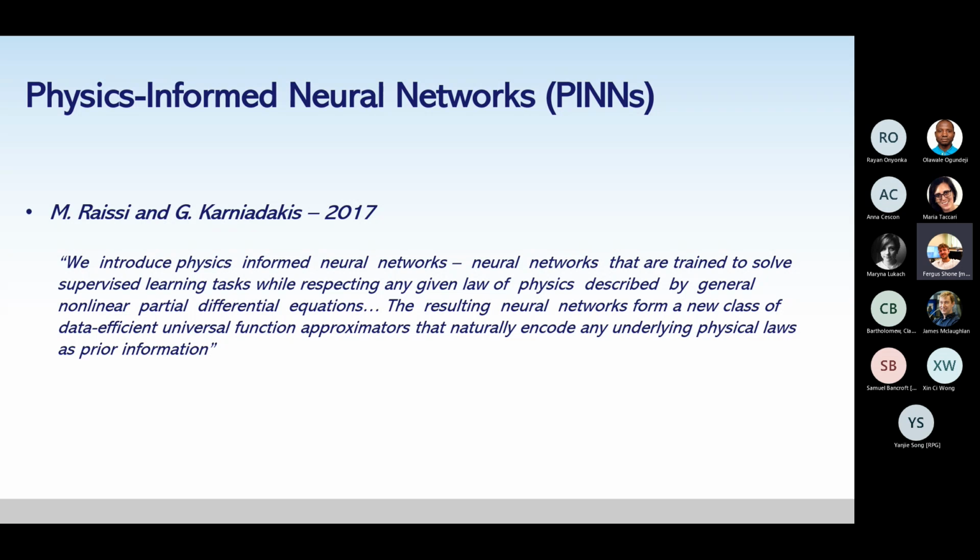So I thought I'd start with a little quote from the abstract of the original paper by Raissi and Karniadakis. They say, we introduce physics-informed neural networks that are trained to solve supervised learning tasks while respecting any given law of physics described by general nonlinear partial differential equations. The resulting neural networks form a new class of data-efficient universal function approximators that naturally encode any underlying physical laws as prior information. So I thought that encapsulates quite nicely what these things are about.